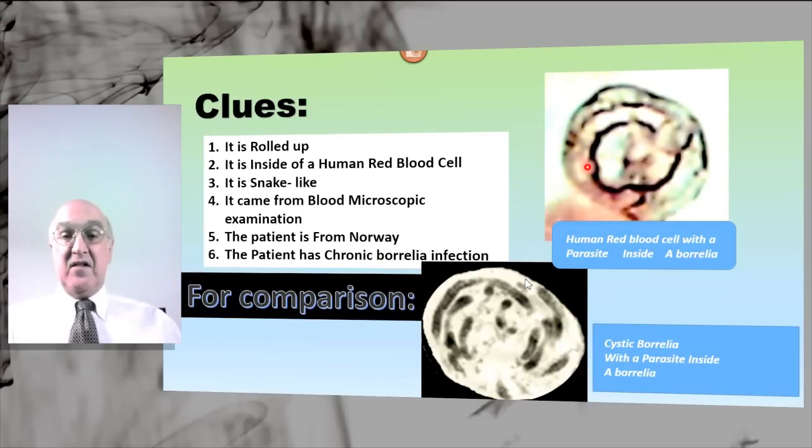Now, for comparison, this is a cystic Borrelia with a parasite inside a cyst form. And we've seen cyst forms in lecture number 1. It's a rounded body. The spirochete rolls up like the carpenter's ruler rolls up and forms a round structure. And these are all rounded up spirochetes inside a spirochetal cyst form. This is a red blood cell. This is a spirochetal cyst form. The Borrelia are the same.